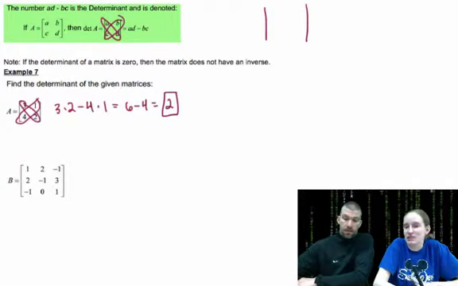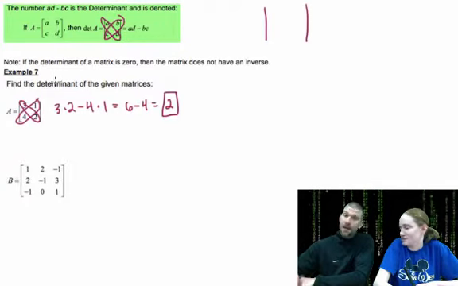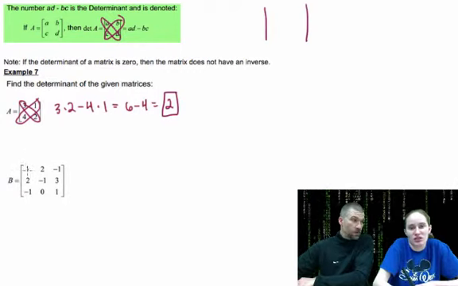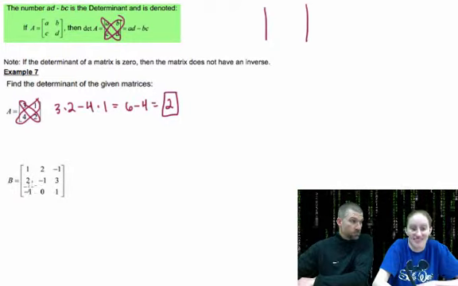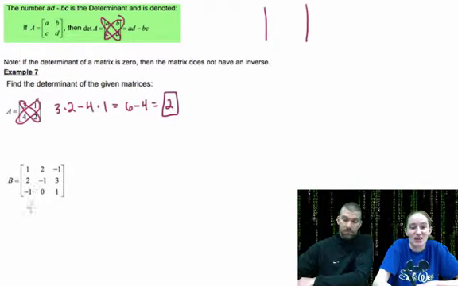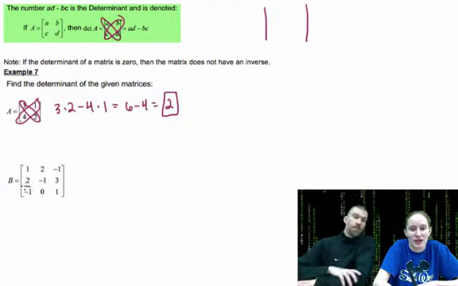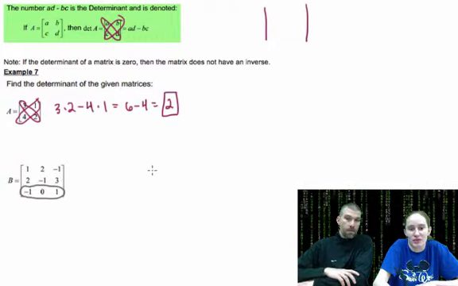Now, when it's a 3 by 3 matrix, we don't have a handy box. It can get complicated. We use this thing called cofactors. You pick a row. If you have a row that has zeros, that's a good idea to pick one. So I'm going to pick this row.